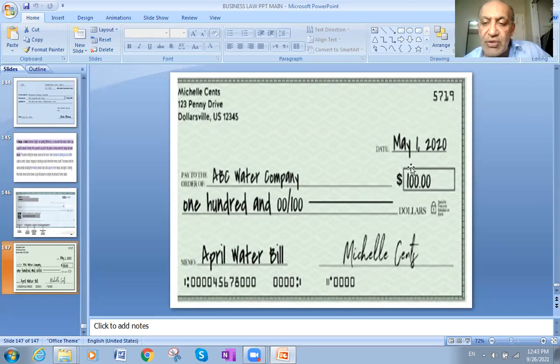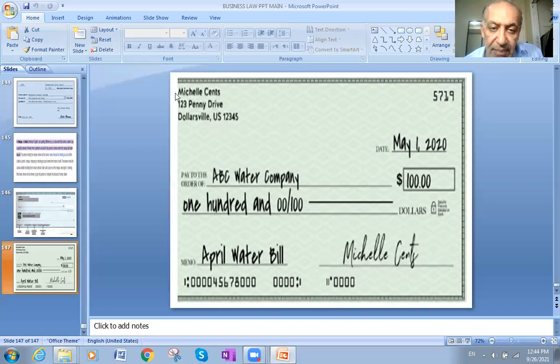Then the amount, once we write it in numerics, and then once again we write it in alphabetics. Don't forget to close the check like this, so that no one will write anything here. Then here is the memo, a memo to remind you what this check was for. It will be kept with you, so that you will not be misled again, and you know that you paid the water bill of April, so you will not pay it another time. And here is the signature of the drawer.